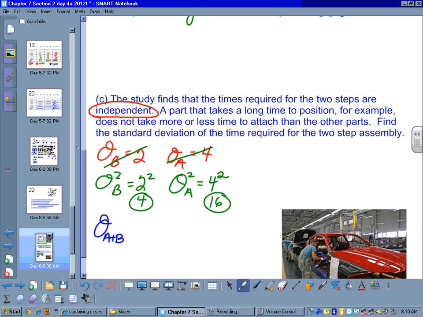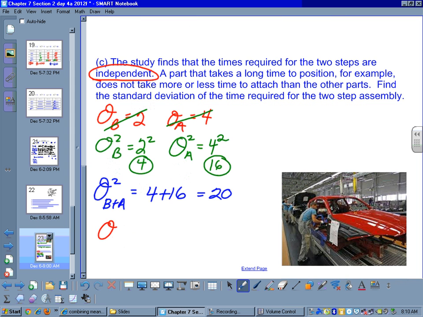The new variance of the bin plus the attaching, according to our rules, we can add those. So 4 plus 16 gives us 20. And now going back to standard deviation, I take the square root of 20, which is 2 radical 5, or using the calculator, we would get 4.472, or 4.47 seconds.